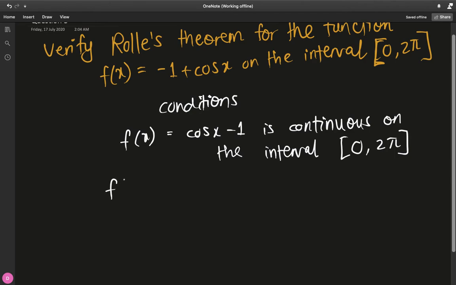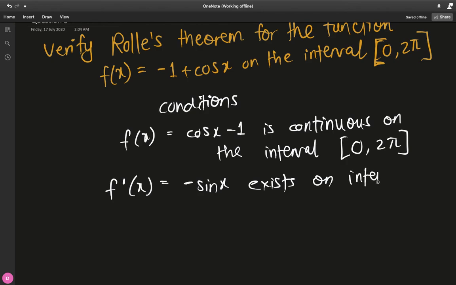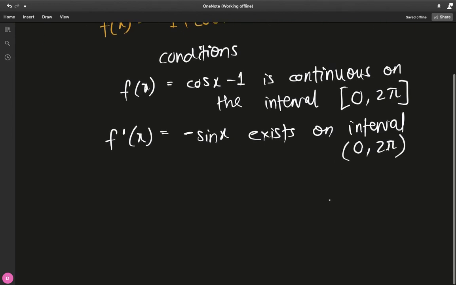Okay, now let's take the derivative. F prime of x will become negative sine x, which exists on the interval 0 to 2 pi. And don't include the end points, because you have a problem of left hand derivative and right hand derivative respectively on the end points. So always exclude them with these round brackets.